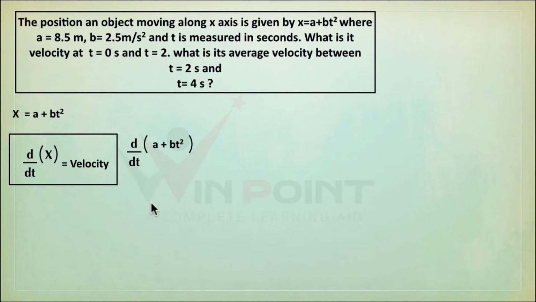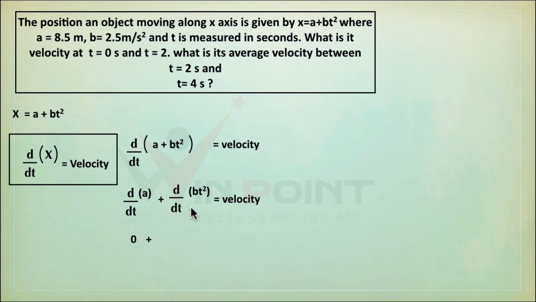So we are going to break the bracket here. It will be d by dt of a plus d by dt of bt square equal to velocity. When we are differentiating, we get velocity because it is rate of change of displacement. First we are going to find d by dt of a. Differentiation means study of change. A is a constant. Constant is not going to change. So what will be the differentiation of a? 0, because there is no change. So it will be 0 plus d by dt of bt square.